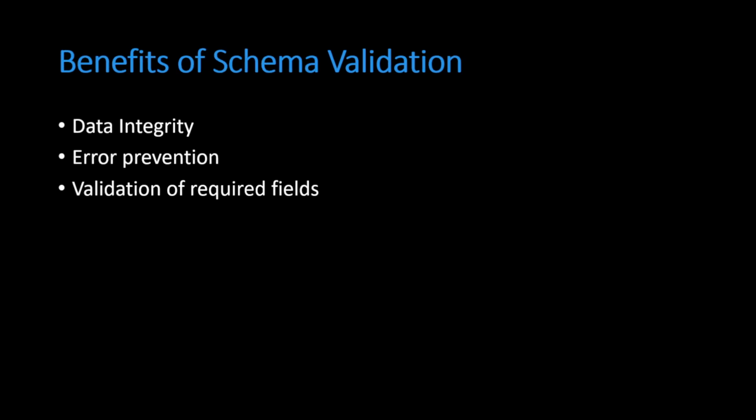Now talking about the benefits of JSON schema validation: data integrity, error prevention, and validation of required fields. So we just discussed that with the help of JSON schema, we will be able to validate what are the required fields in the JSON response and what are the optional fields. Apart from it, we can validate the type of each field, so data integrity would be maintained. If one field is supposed to return a number, we can validate that its type is number. And as a result, we can prevent errors as well.